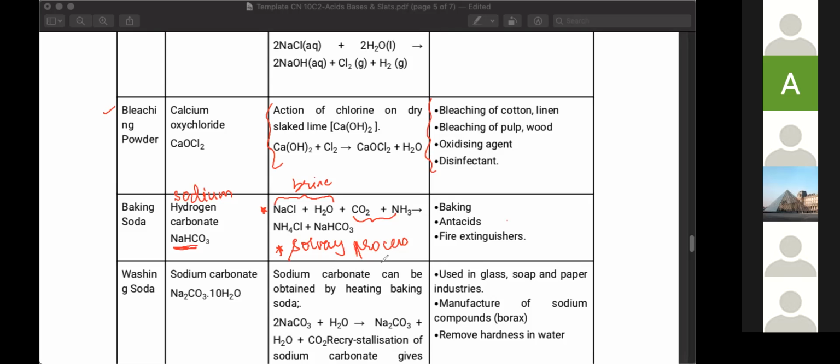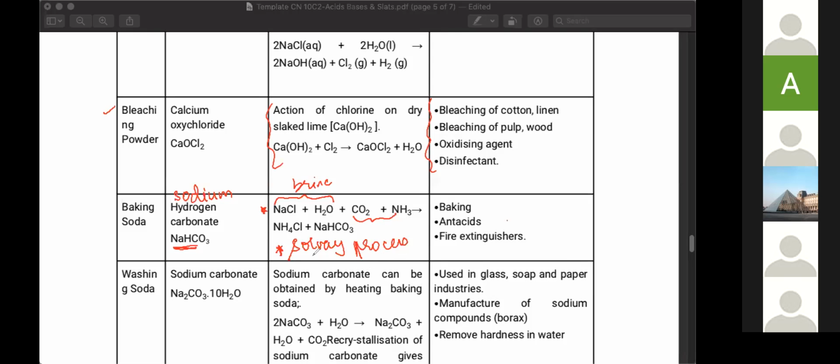Then, Podar, any of your sections have reached this far in this chapter? No, ma'am. We are going to start this. Okay, fine. I'll skip it for now.